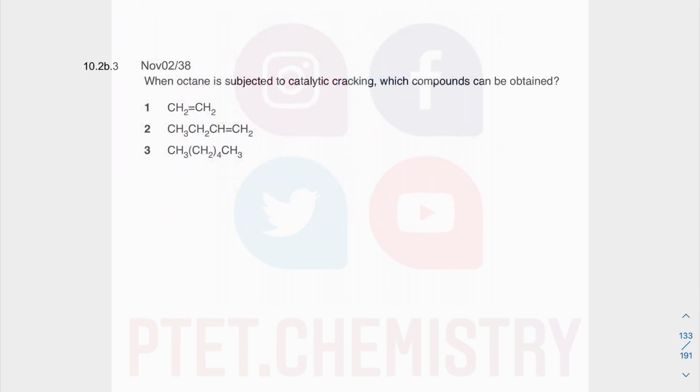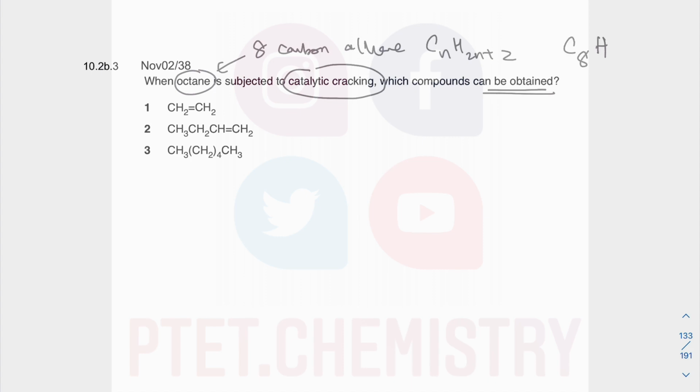With this next question, it's about catalytic cracking. Which compound can you get following the catalytic cracking of octane? So that is an eight-carbon alkane, CnH2n+2. So what do we have? We have C8H, 8 times 2 is 16, 18, all right?